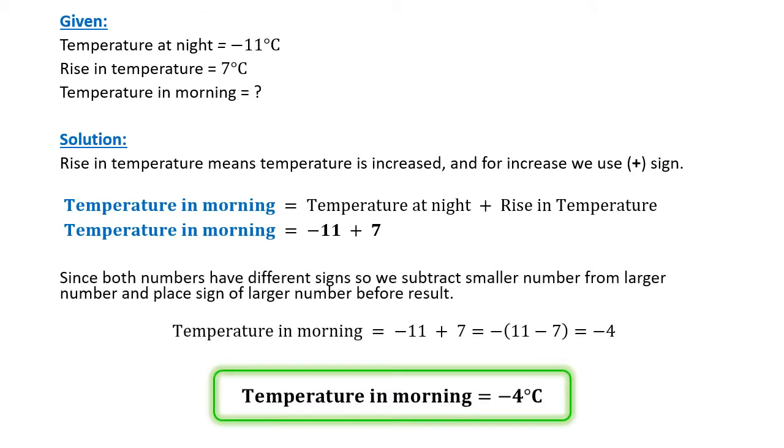We have given that temperature at night equals -11 degrees Celsius. Rise in temperature equals 7 degrees Celsius. Rise in temperature means temperature is increased, and for increase we use plus sign. So, temperature in morning equals -11 plus 7. Since both numbers have different signs, we subtract smaller number from larger number and place sign of larger number before result. Therefore, temperature in morning equals -4 degrees Celsius.